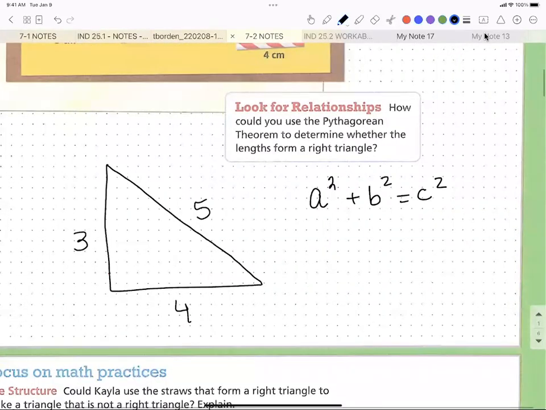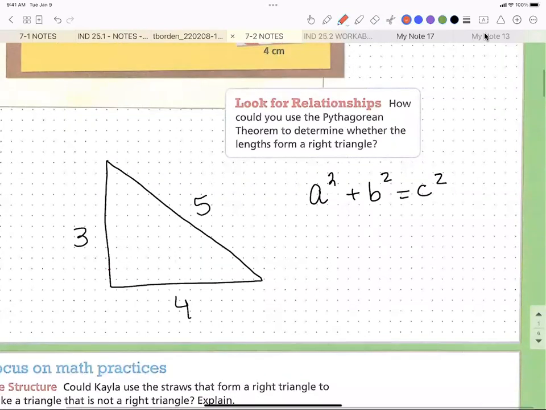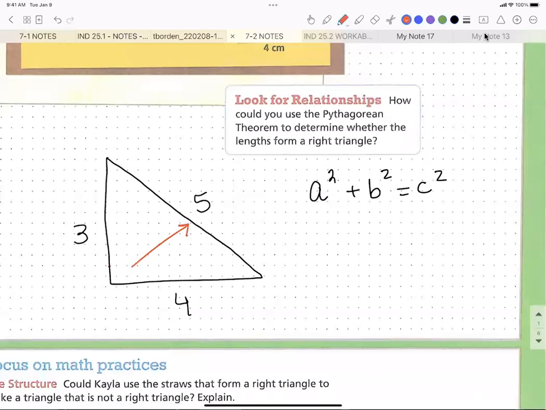So let's plug in what we know. We know that if this is a right triangle, obviously this is the right angle. And we know that the longest side always has to be our C, right? So this would be our C, so we would put the 5 there. The other two are our legs, so interchangeably, A and B. So we would say 3 squared plus 4 squared. Okay, we've set it up. We put the hypotenuse over on the right, which is where the C goes.